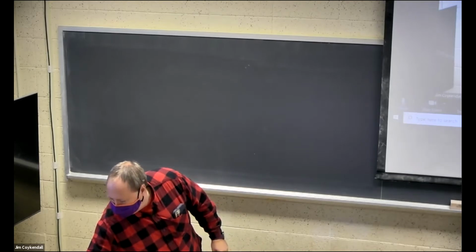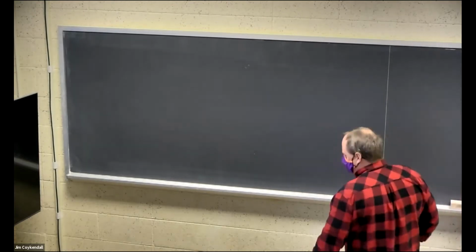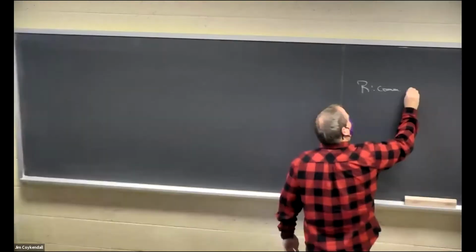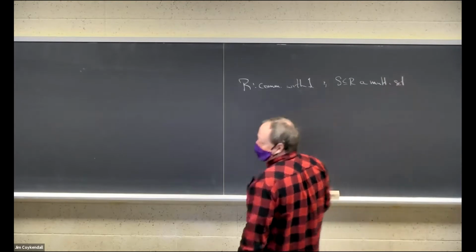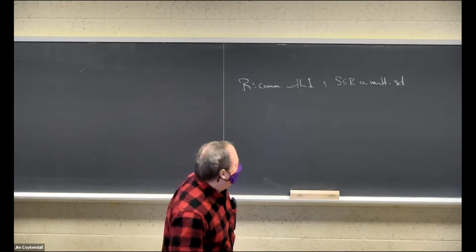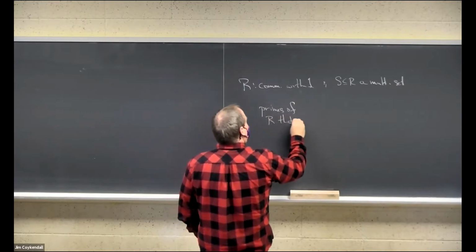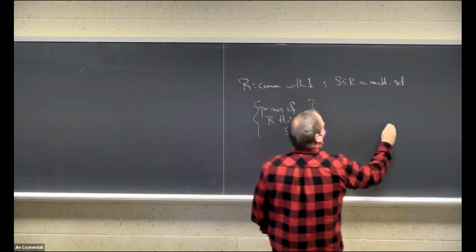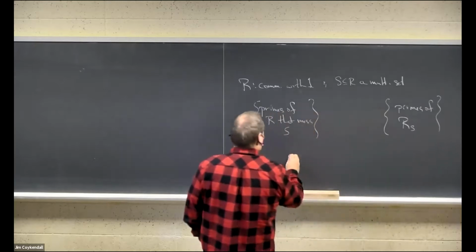Turn this off here. All right. So the last thing we were talking about was this correspondence between R's commutative identity, then there was a one-to-one correspondence between prime ideals of R that miss S and prime ideals of the localization S inverse R. And it worked this way.